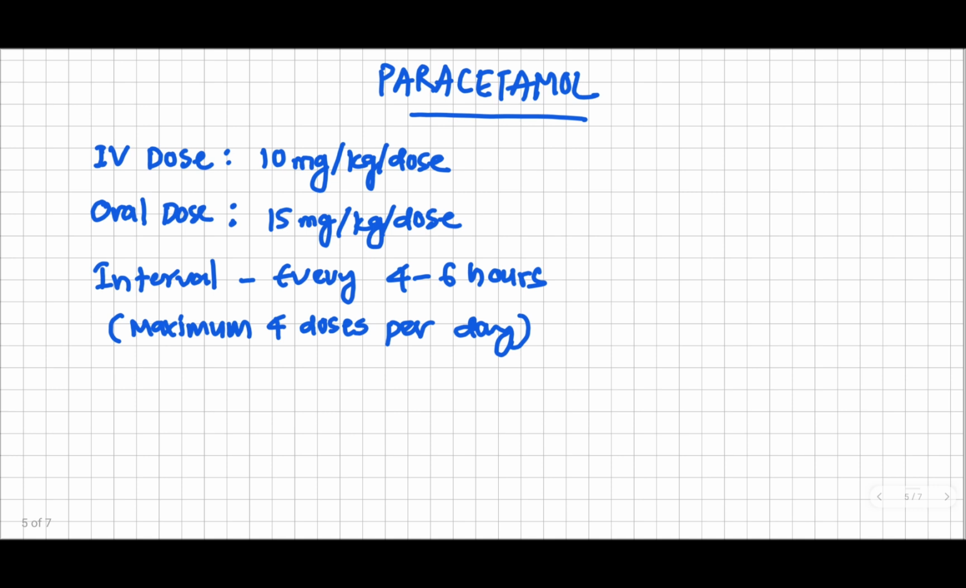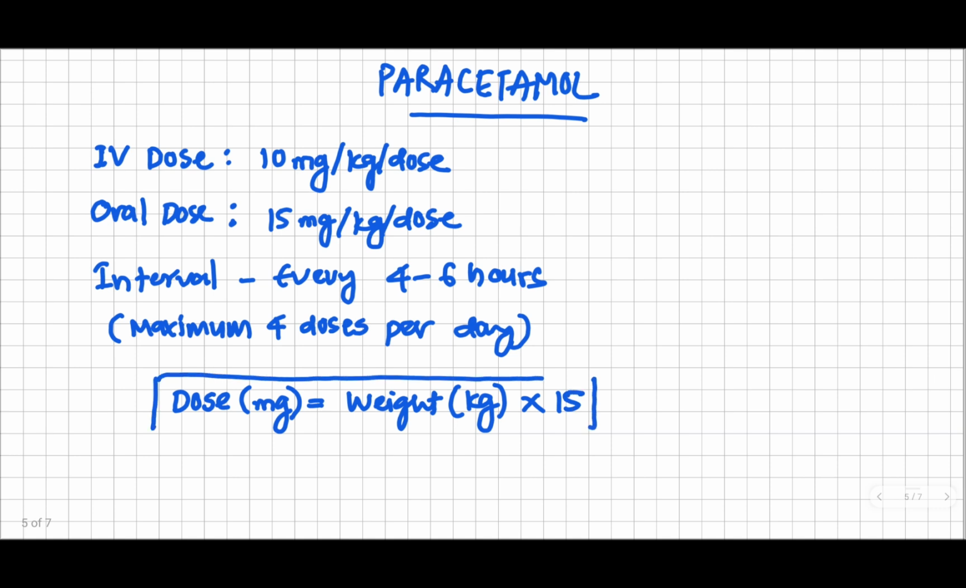So what is the golden formula here? That is dose in mg is equal to weight in kg into 15. This is for oral dose. Fine.